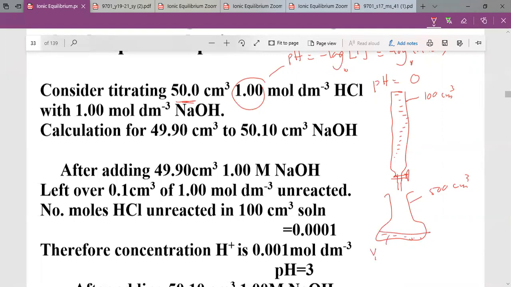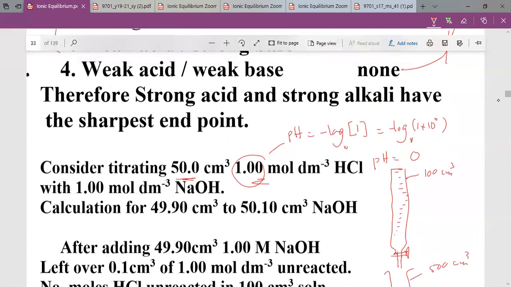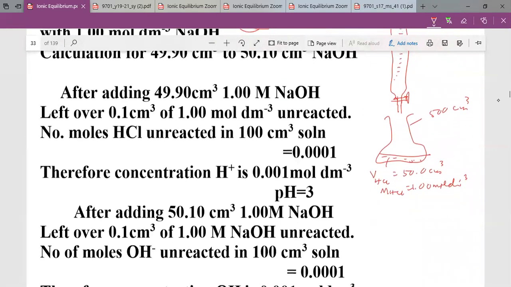Okay, the volume of my HCl is equal to 50.0 cm cube, and the molarity of HCl here is equal to 1.00 mole per dm cube. Of course, at 1.0 dm cube, the pH is 0 now, right? pH not 1 here, so 1 is 0. So the pH is 0. Remember this, the pH is 0.